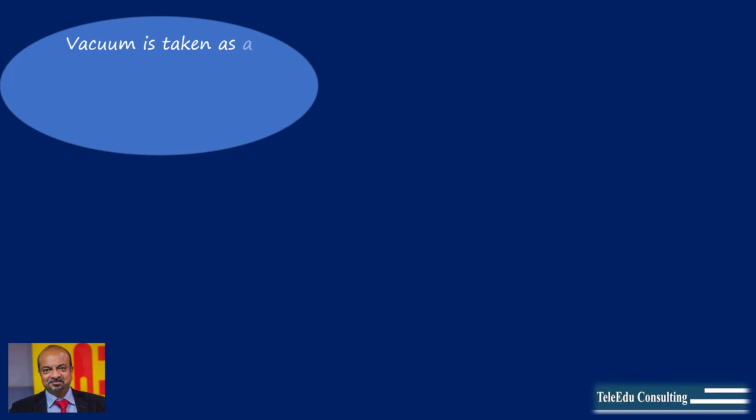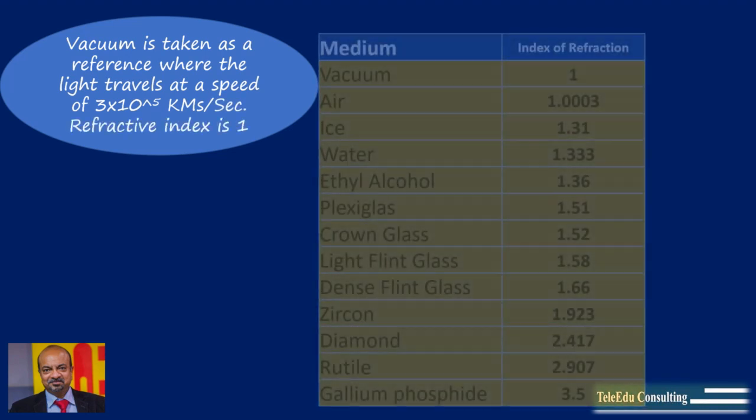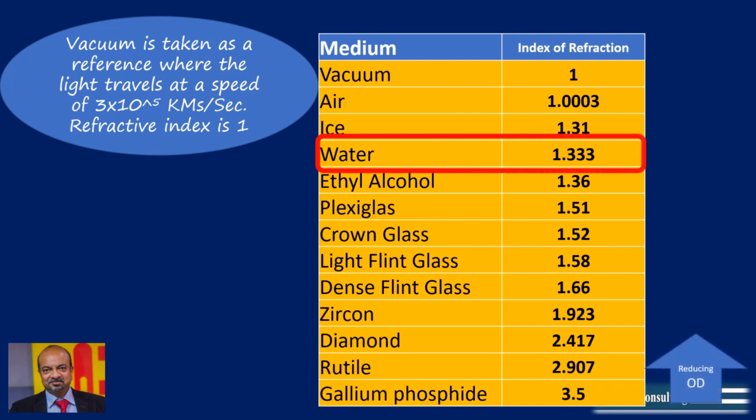Vacuum is taken as a reference having refractive index value of 1, where the light travels at a speed of 300,000 km per second. Few other materials are also listed here along with their refractive index values. The value indicates the number of times the speed of light would slow down in that particular medium compared to the vacuum. For example, the speed of light would be 1.33 times slower in water as compared to its speed in vacuum.